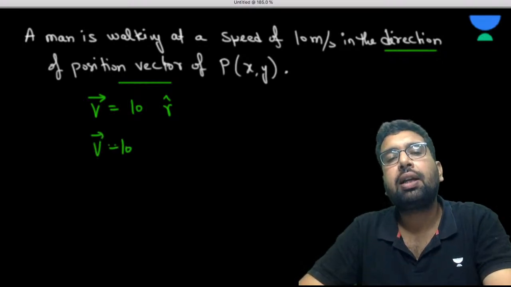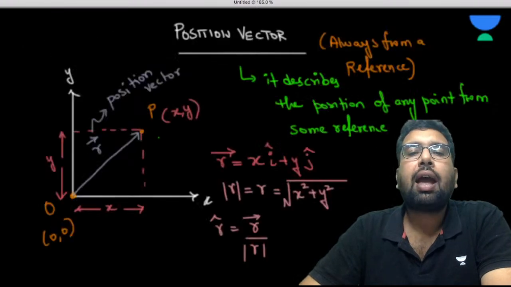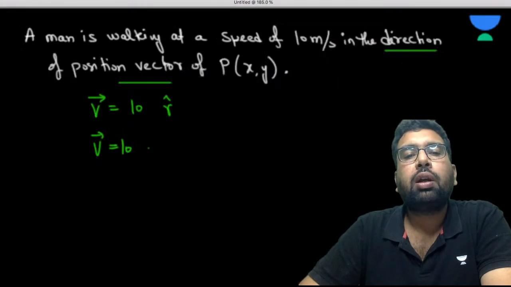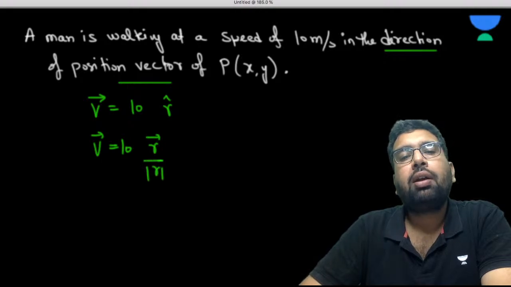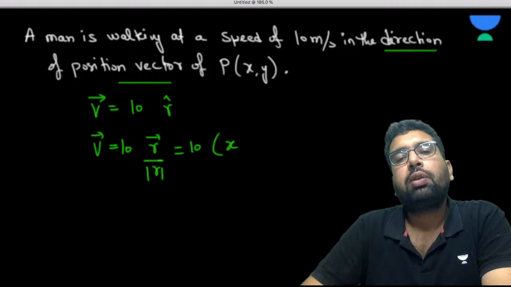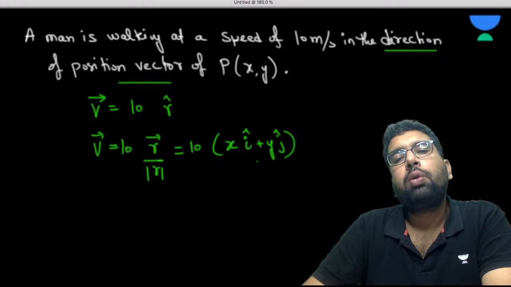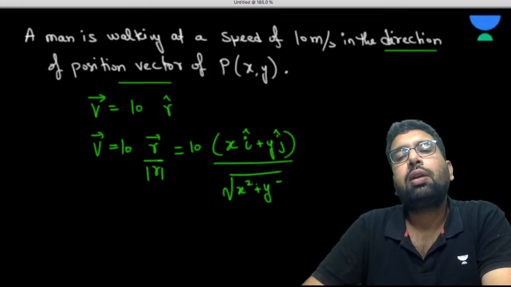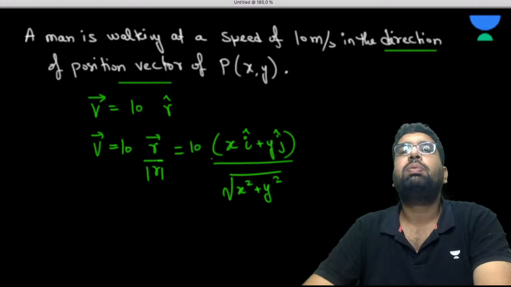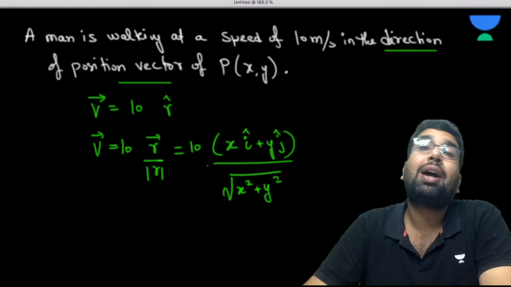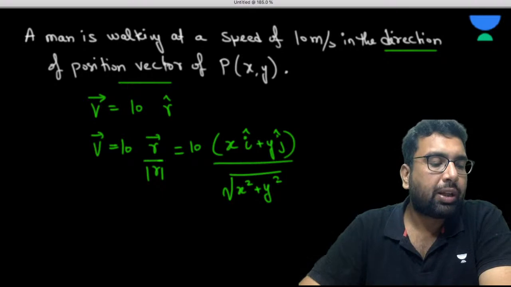We have this r cap, it is going to be what? So r vector upon r vector upon r. So we can write it as r cap. So here we have assumed that this is x i cap plus y j cap upon root over x square plus y square. Now using the position vector, again you can use it to describe some direction, you can use it to describe some other vector, right? I hope it is fine to everyone.